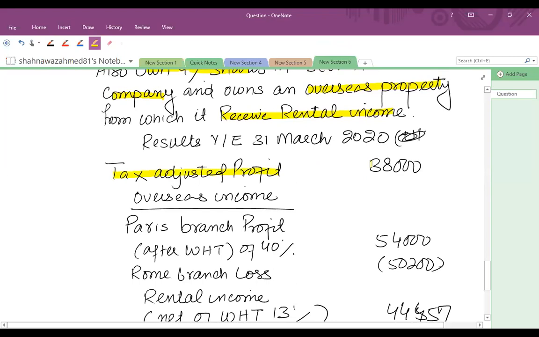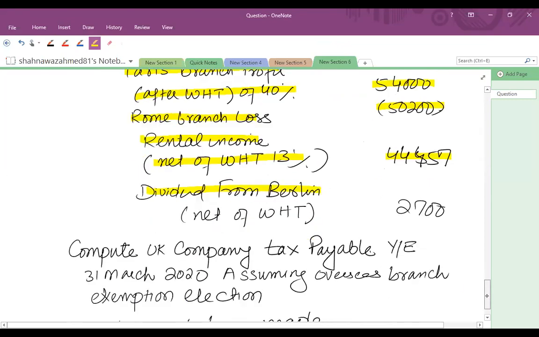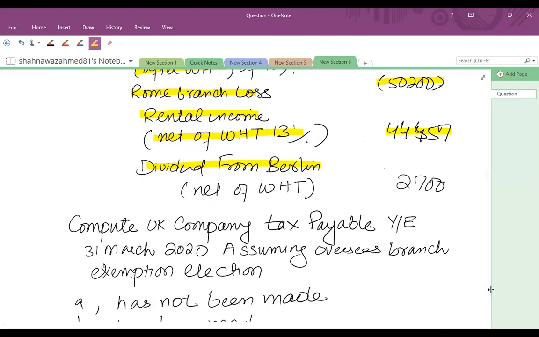Tax adjusted trading profit of the UK company. Overseas income from the Paris branch profit, 54,000 after withholding tax, so we have to gross it up. Rome branch losses, this one. Rental income, net of withholding tax. Dividend income from Berlin, that is 2,700 net of WHT.